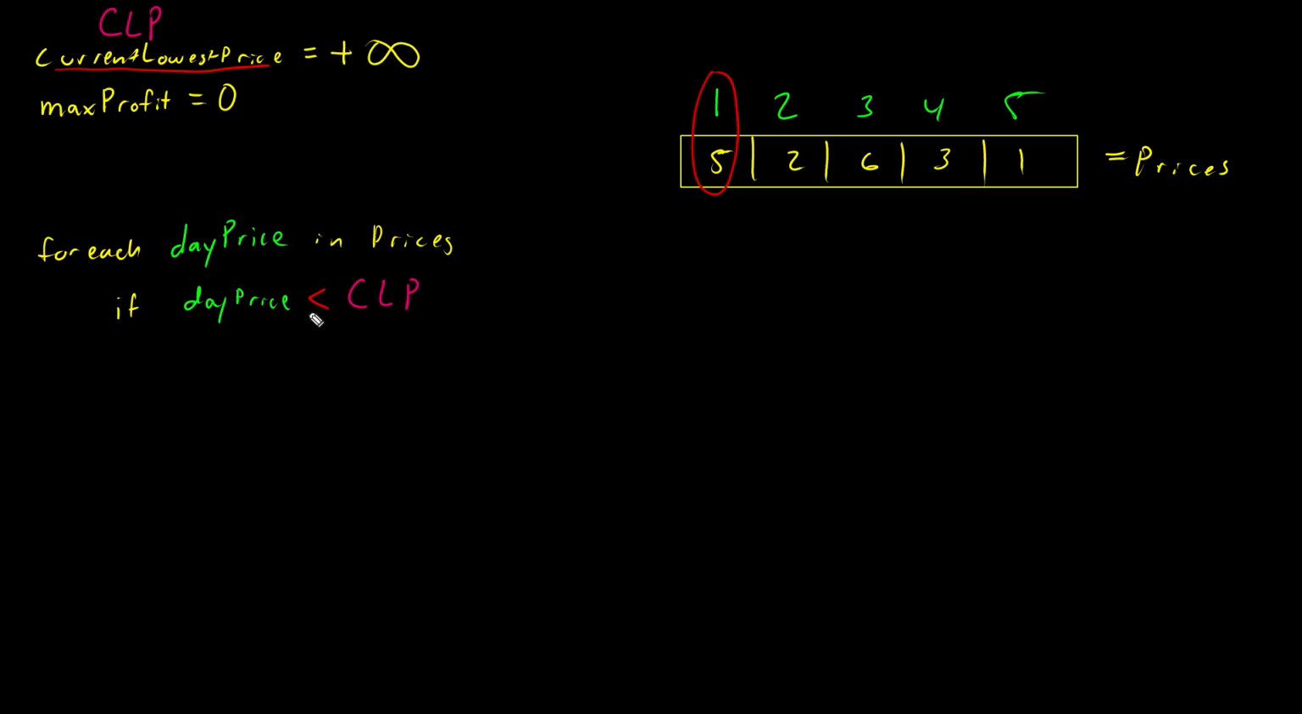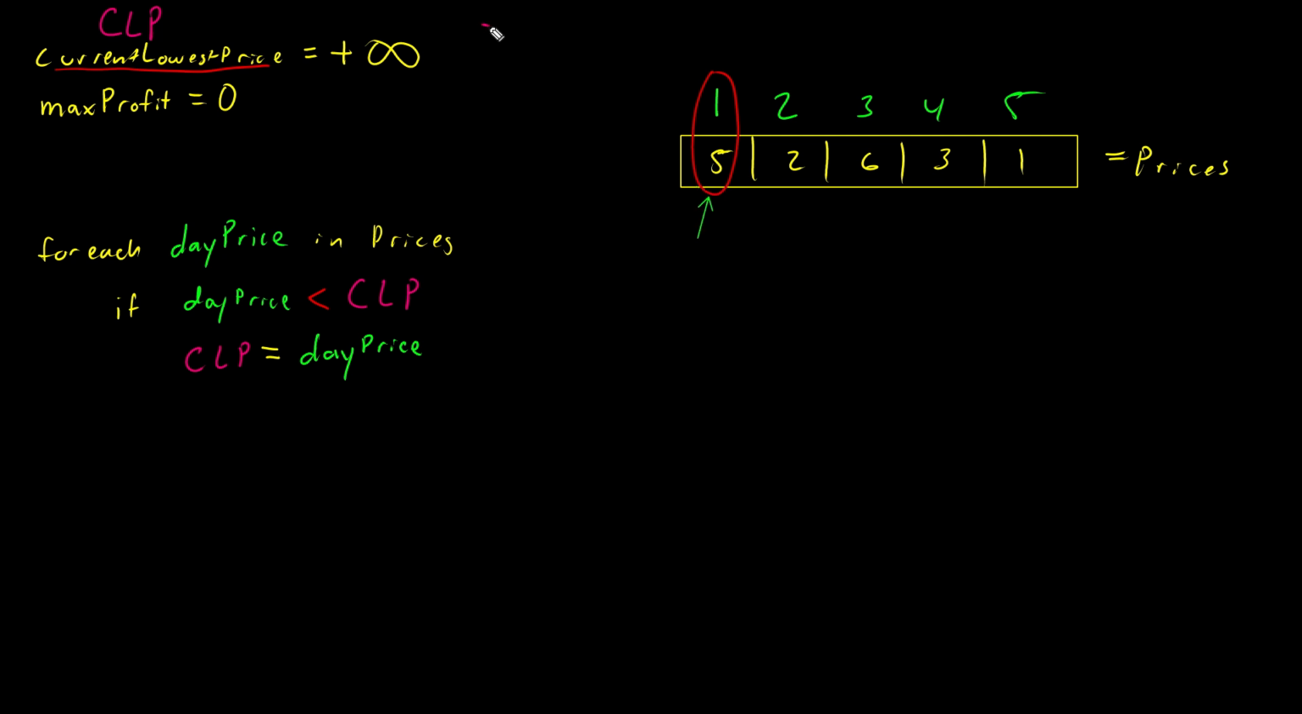So what's my current day price? We're on day 1, my price is 5. Is 5 lower than infinity? Well, yes. If that is true, what do we do? We update our current lowest price. So our current lowest price now becomes my day price. So my current lowest price that I've seen so far is 5.